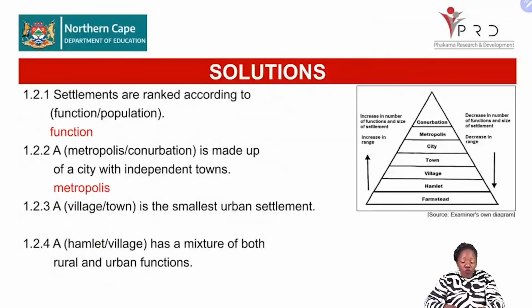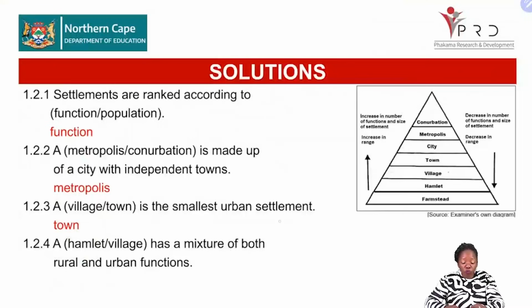Then your 1.2.3, a village or town is the smallest urban settlement. So remember, you need to understand that the farmstead, hamlet, as well as the village, they represent your rural settlement. Then from the urban settlement, we start with the town. So the village or the town is the smallest urban settlement. The correct answer is town.